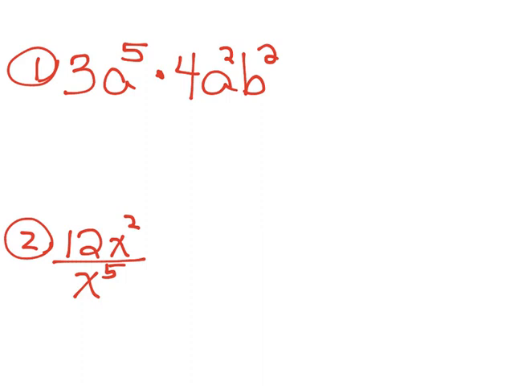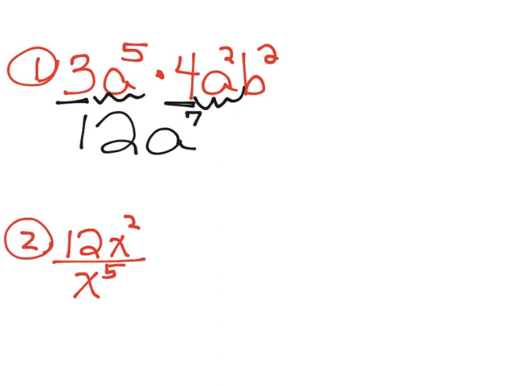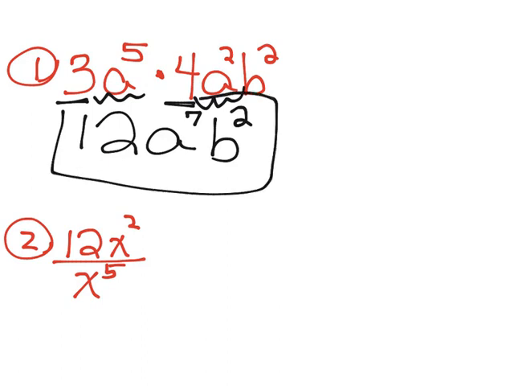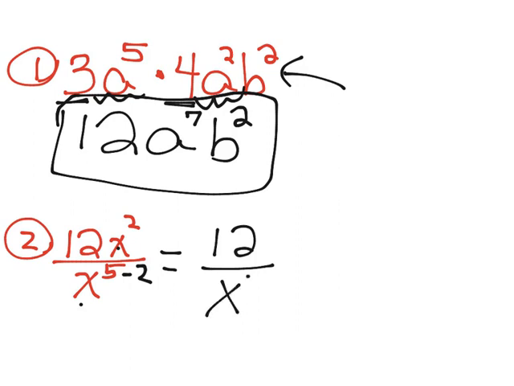So you paused the video, you're back to check your work. 3 times 4 is 12. And a to the fifth along with a to the second is a to the seventh. Multiplied by b squared. There was nothing to combine with the b that was in the problem. On the second problem, 12 is going to stay in the numerator because it's not being divided by anything. X and x are the same, so you're going to subtract and you're left with x to the third.